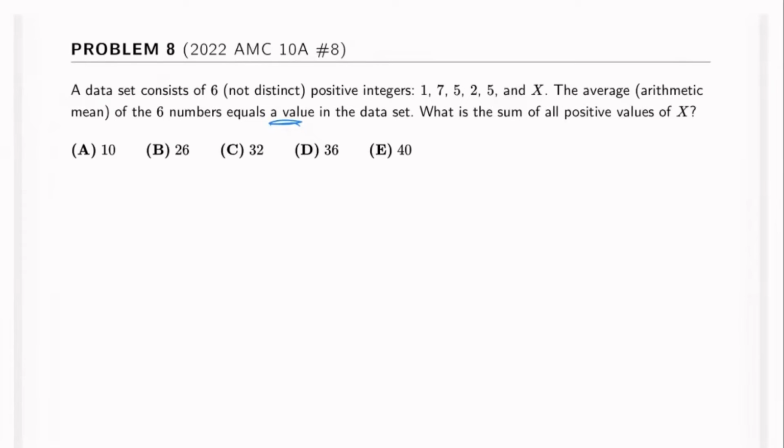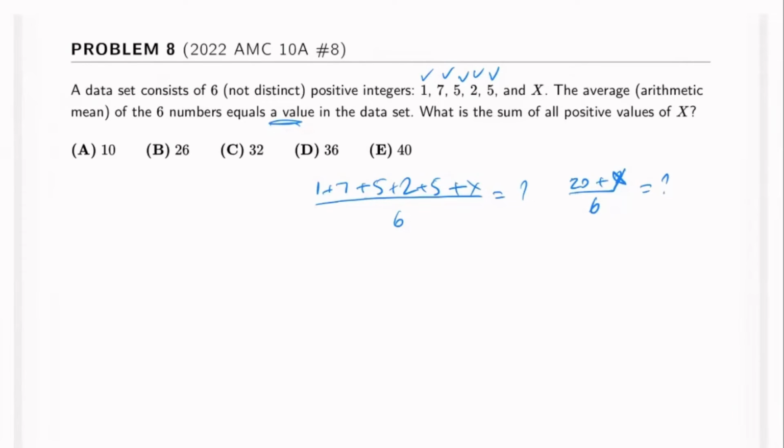Okay, so first, maybe we should try finding the sum of those numbers first. So 1 plus 7 plus 5 plus 2 plus 5 plus x, and then we divide this by 6, and we are going to get one of the numbers. When you add the numbers, you get 7, 14, and then 6 more, that's 20. So (20 plus x) over 6 should be one of the numbers.